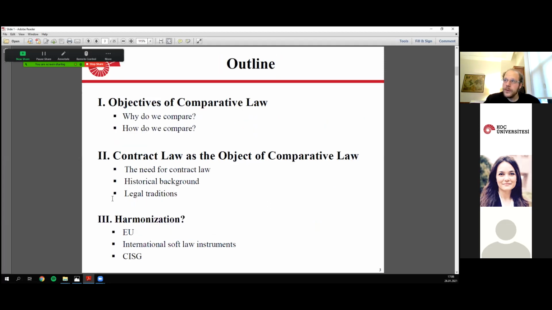So what I will do today is give a very short version of the first class I do in the Law 504 course. I will first talk about comparative law in general: the objectives of comparative law, why do we compare and how do we compare? Then I will specifically talk about contract law as the object of comparative law. For that, I will discuss why we need contract law, and I will tell you a little bit about the historical background of contract law, and give you an overview of the legal traditions. And lastly, I will talk about harmonization efforts pertaining to contract law in Europe and in the international context.